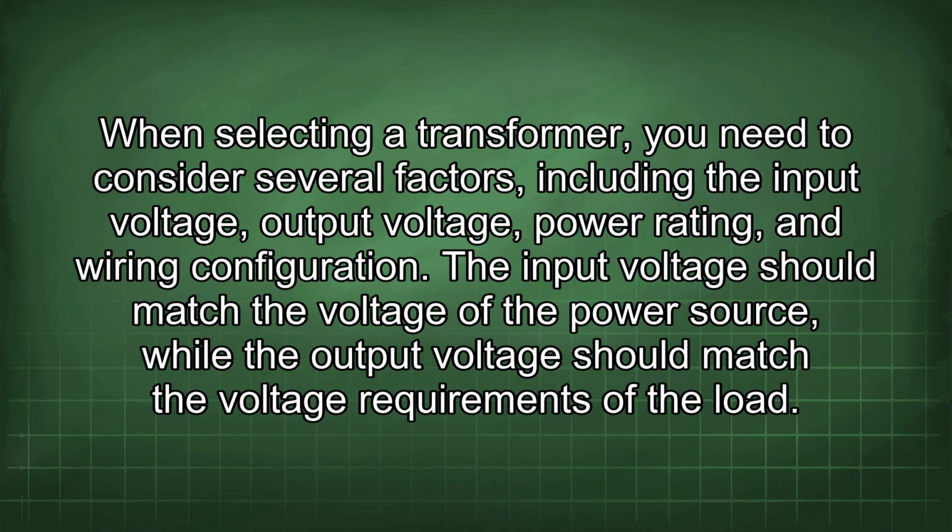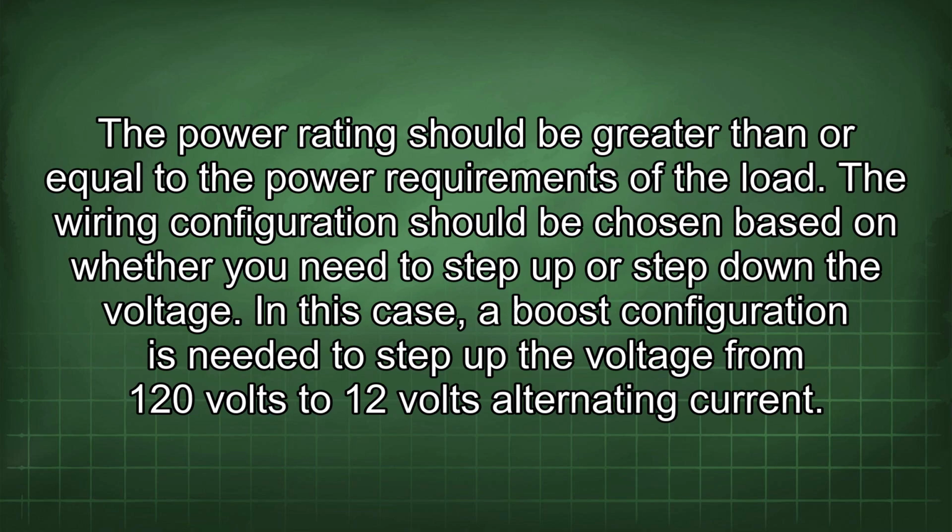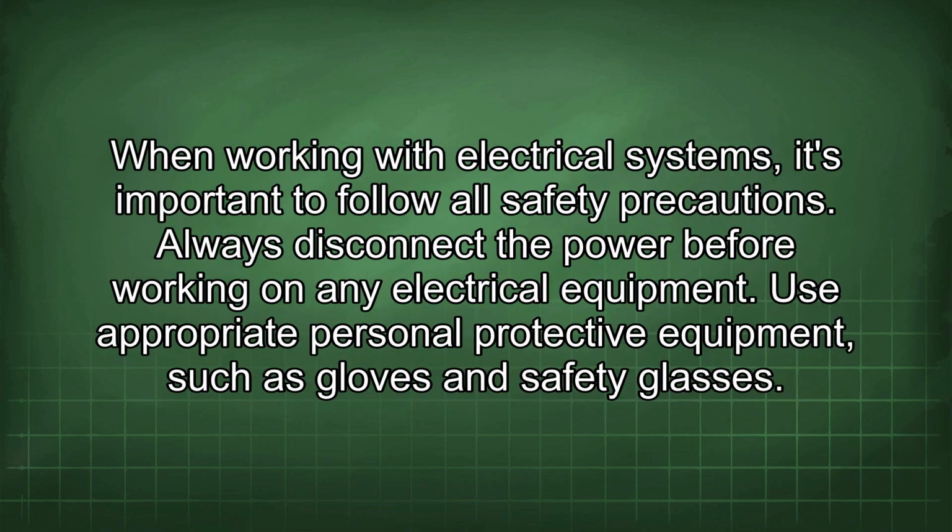When selecting a transformer, you need to consider several factors, including the input voltage, output voltage, power rating, and wiring configuration. The input voltage should match the voltage of the power source, while the output voltage should match the voltage requirements of the load. The power rating should be greater than or equal to the power requirements of the load. The wiring configuration should be chosen based on whether you need to step up or step down the voltage. In this case, a boost configuration is needed to step up the voltage from 120 volts to 12 volts alternating current.